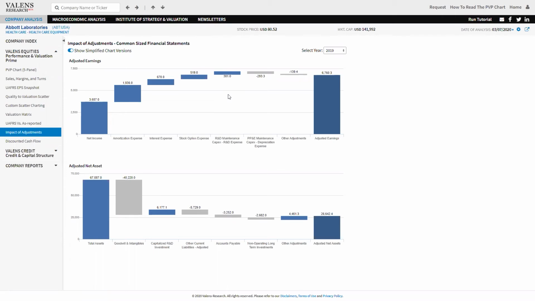But just think about it. If I'm going to be expensing R&D today for an investment that I'm making in the future, I'm literally not matching my revenue and my costs. So what we do is we capitalize R&D and we amortize it over time. So those are some of the big adjustments that we're making on the earnings side.